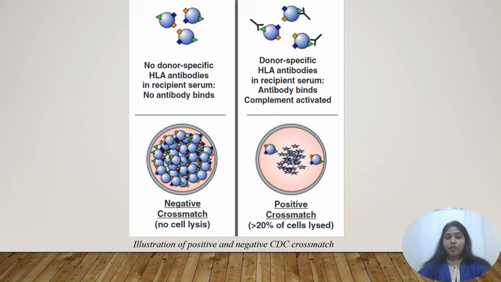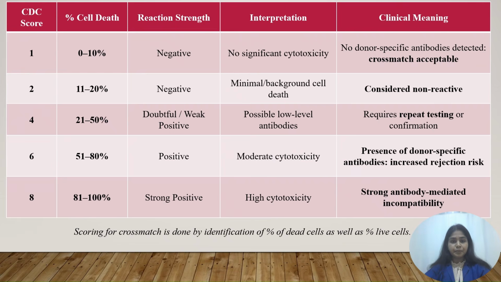And for the positive crossmatch, there are donor-specific HLA antibodies in the recipient serum. Antibodies will bind and will activate the complement. The MAC will form and the MAC will eventually lyse the cells. This is the positive crossmatch.